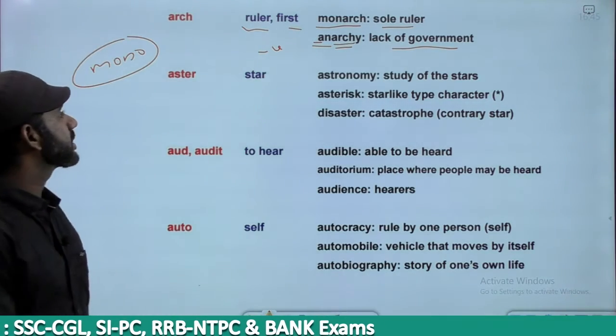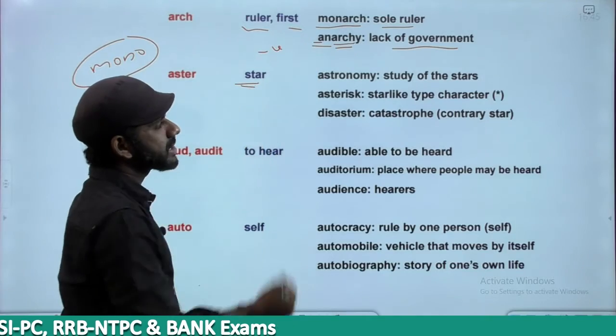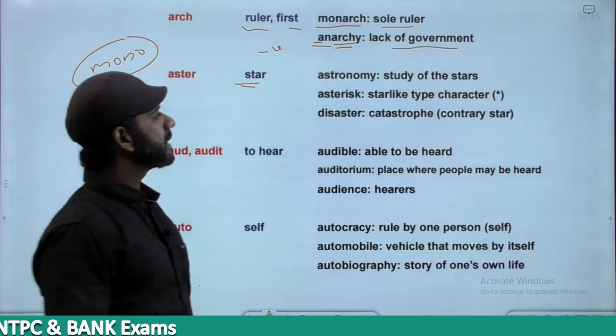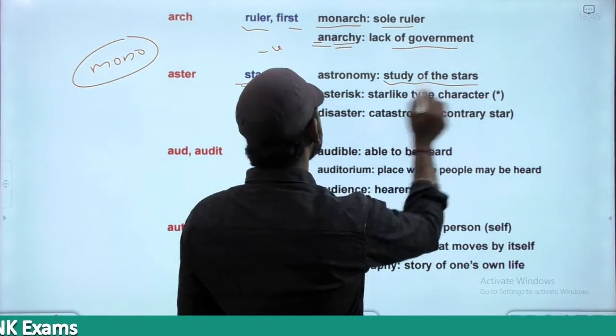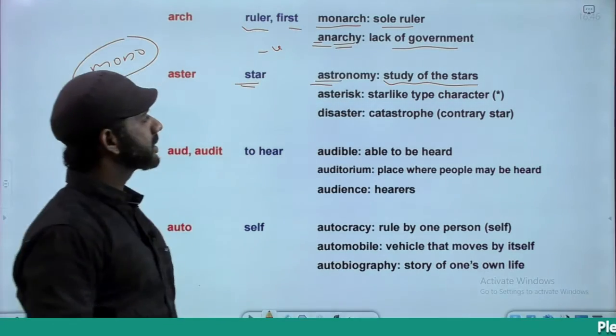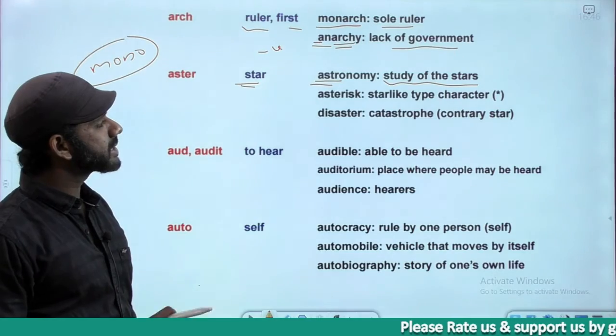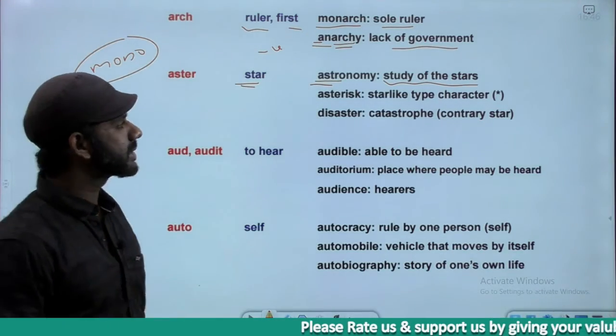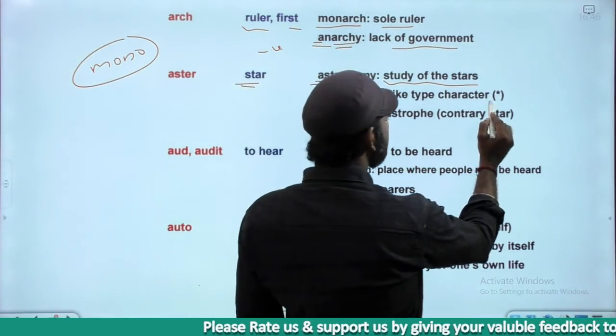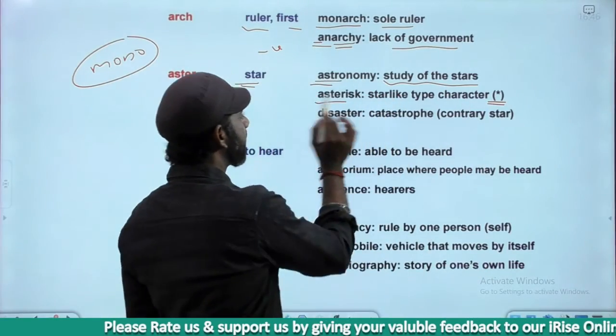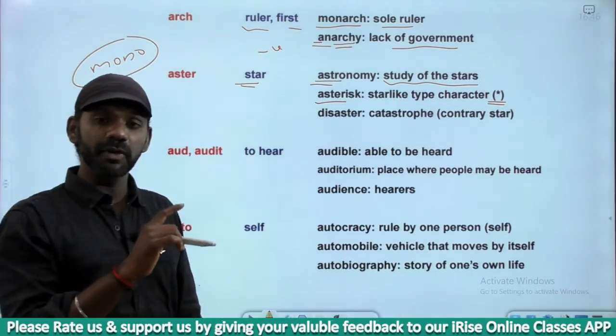ASTER means star, like astronomy. Astronomy is a study of the stars. Asterisk is a star-type character. You know this. On the keyboard we have this character. This character is termed as asterisk because it is in the shape of a star.